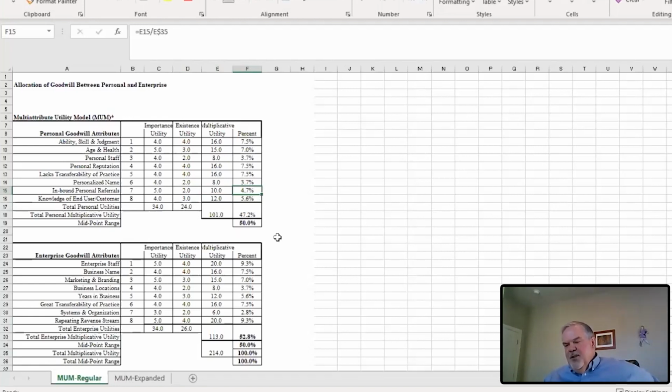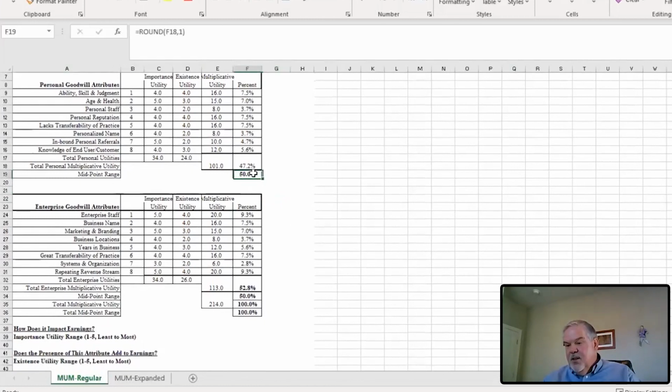Is it subjective? Yeah, sure, there's some of that in there. But you rank them, and if you get the opportunity to interview the practitioner, then you would interview them and go down the list, and you don't want to set them up with what you're doing. What you want to do is try to get honest answers from them. That's been my experience. So in this particular case, the multiplication turned out that 50% was personal and 50% is enterprise.